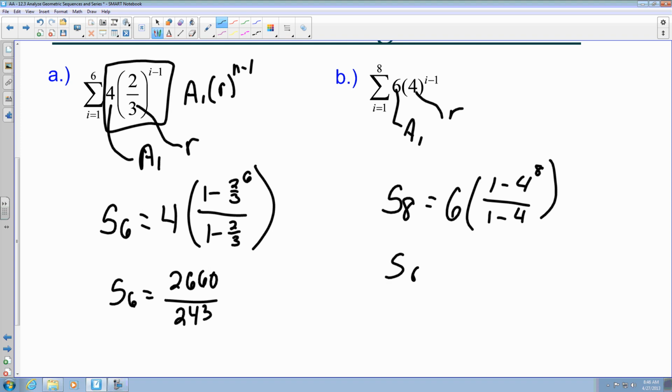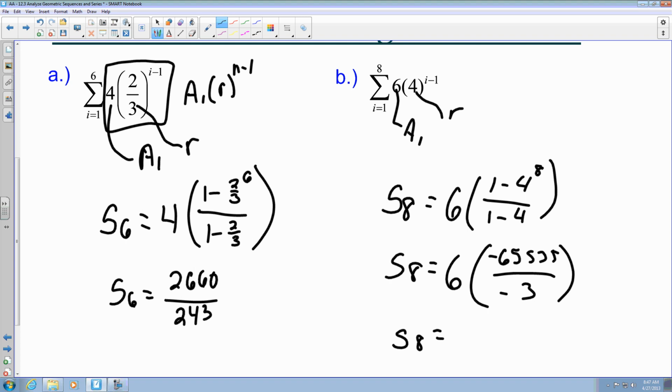So let's take a look at this one here. A sub 1 is going to equal 6. So if I got 4 to the 8th power here, and I go 1 minus that, it's going to be negative 65,535 divided by 1 minus 4, which was negative 3. So if I divide that by negative 3, I get 21,845. I multiply that by 6. My S of 8 in this case is going to be 131,070.